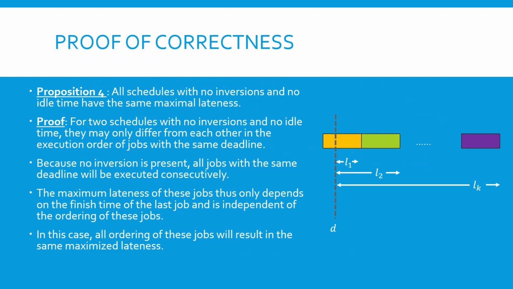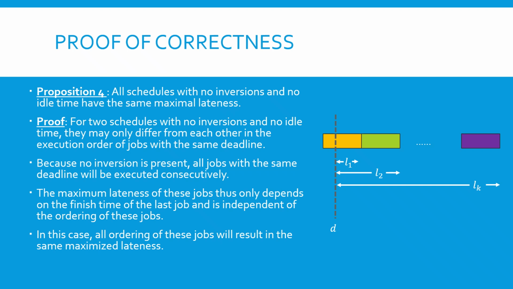Next, we prove proposition 4. All schedules with no idle time and no inversions have the same maximal lateness. This matters because multiple jobs may share the same deadline. This can produce many inversion-free schedules, depending on how ties are broken. In any schedule with no inversions, jobs are ordered by non-decreasing deadlines. Therefore, all jobs with the same deadline D must appear consecutively as a block.